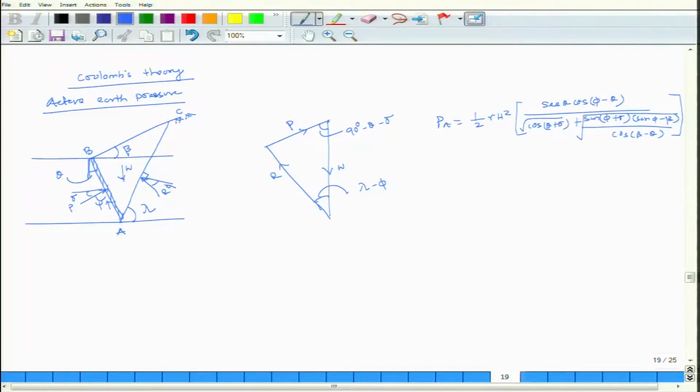It can also be expressed as PA equals half gamma h square into sin squared alpha plus phi, divided by sin squared alpha into sin alpha minus delta, into one plus root over of sin phi plus delta sin phi minus beta divided by sin alpha minus delta sin alpha plus beta, whole squared.